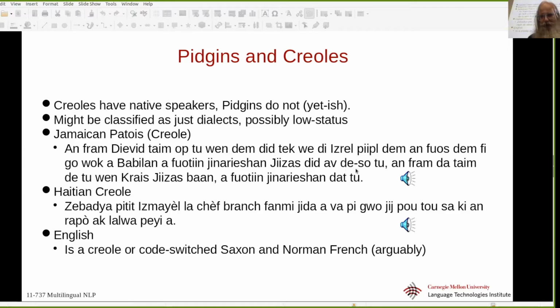So the first one I'm going to play here is Jamaican patois. Patois is another word for a Creole. That's a Creole spoken in Jamaica, and it has a certain amount of English in it. And so you'll sort of understand some of this.